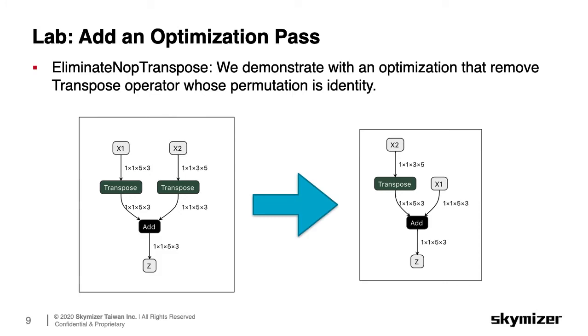Here we come to the lab section. In this lab, we'll show how to create an optimization path and add it to your backend. The figure illustrates the optimization we are going to create. It's called eliminate no-op transpose, meaning that it removes all transpose operators with identity permutation. These transposes actually do nothing, so we can simply remove them.